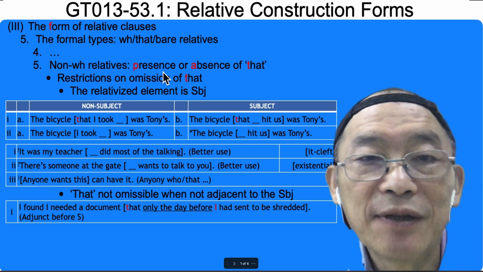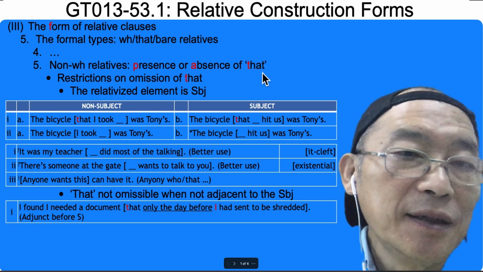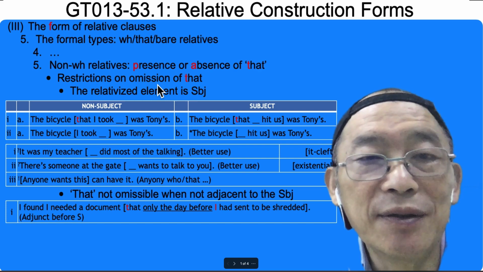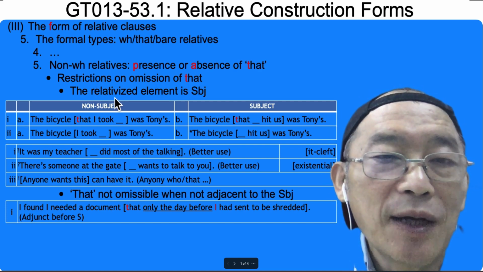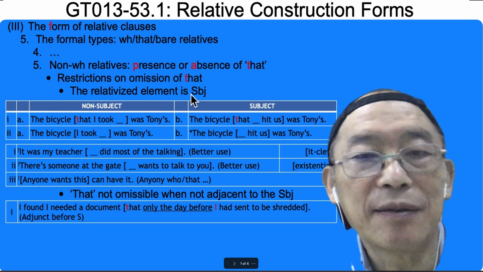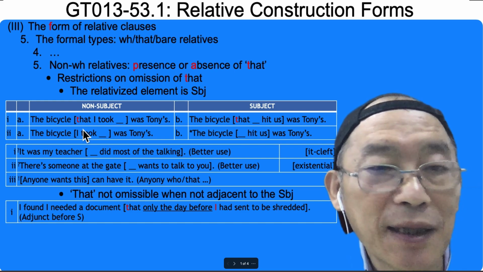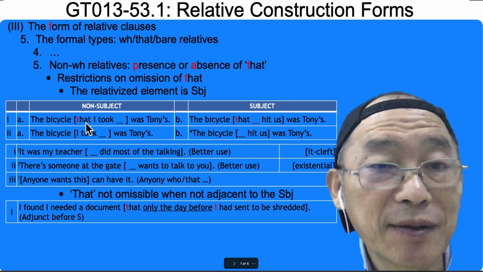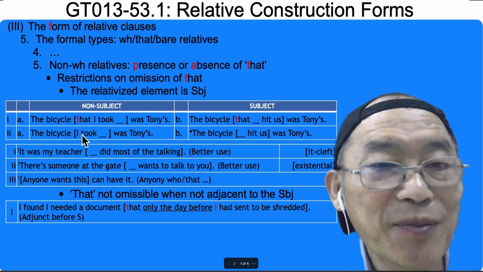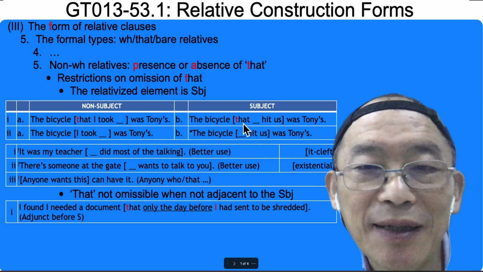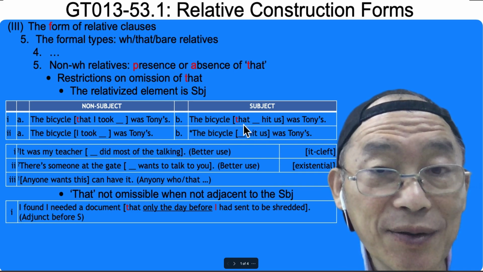Non-WH relatives: presence or absence of the subordinator that. Regarding restrictions or omissions of that: when the relativized element is the subject, as in "the bicycle that hit us was Tony's," you've got to use that. Sorry, when it is the object, as in "the bicycle that I took," then you can omit it.